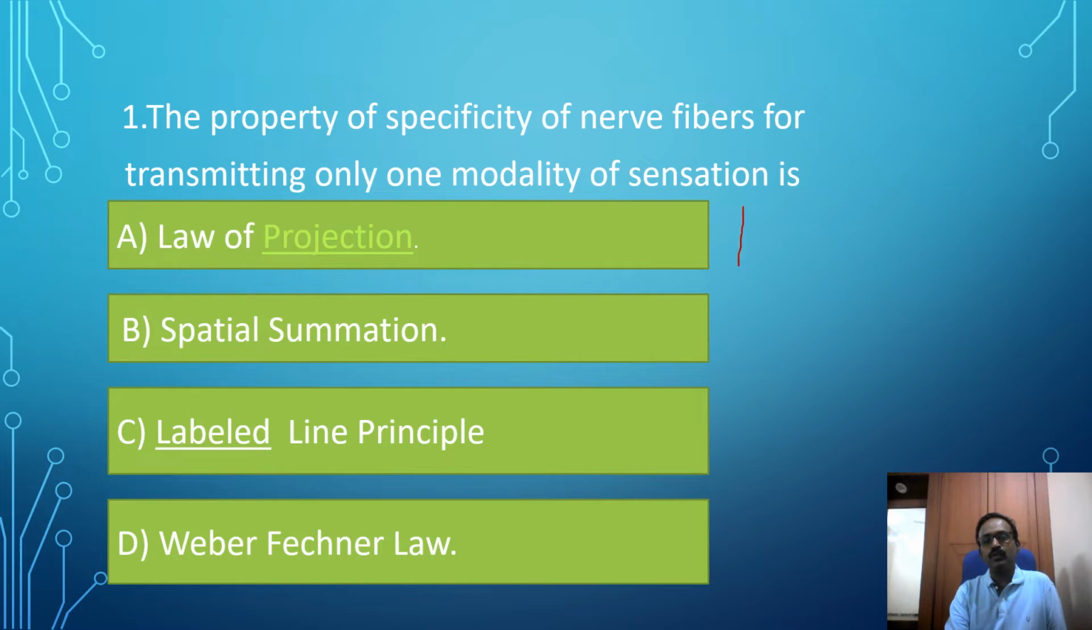So this is not the correct answer. Second option is spatial summation. What is spatial summation? Instead of stimulating the postsynaptic membrane repeatedly, 2 or 3 neurons simultaneously stimulate the postsynaptic membrane, which is called spatial summation. So this is also not the correct answer.